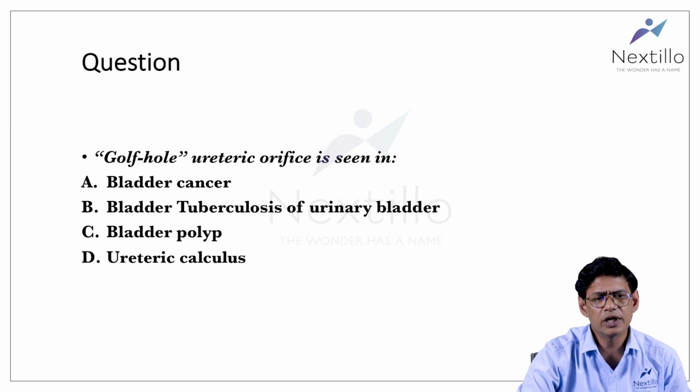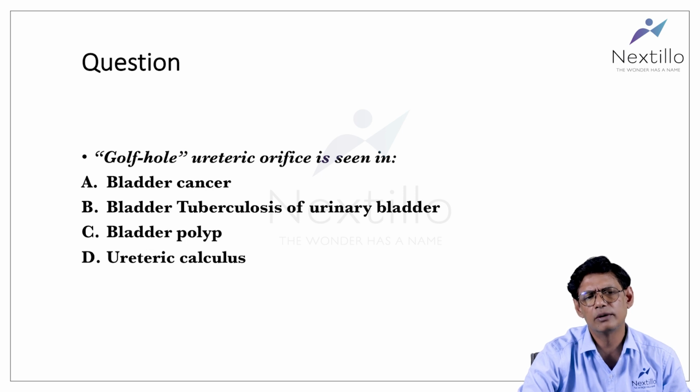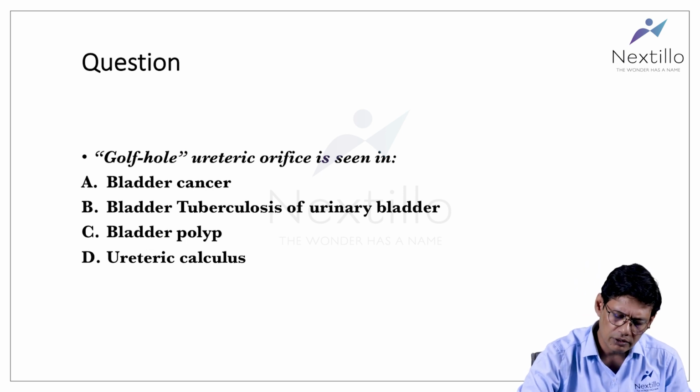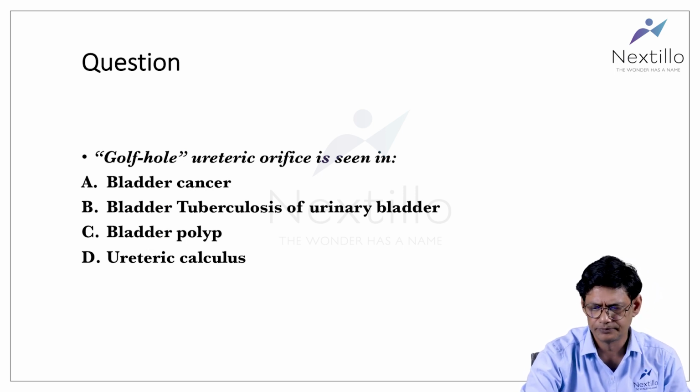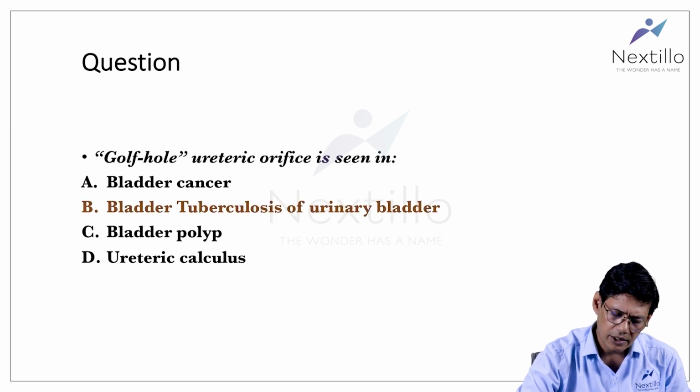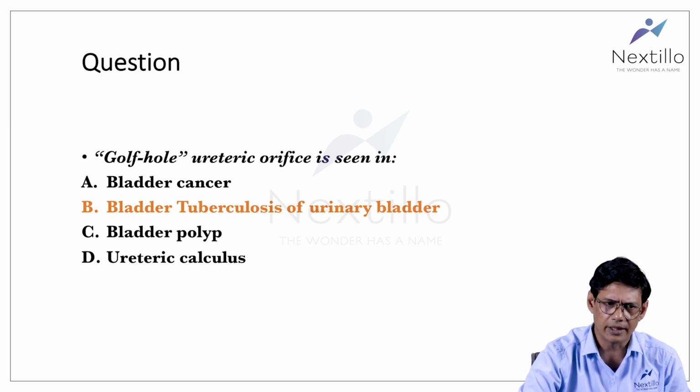And those conditions that cause fibrosis of the urinary bladder are very likely to precipitate it. Amongst these answers, the most likely cause that can cause fibrosis in the urinary bladder is tuberculosis of the urinary bladder. So the answer for this question is bladder tuberculosis.